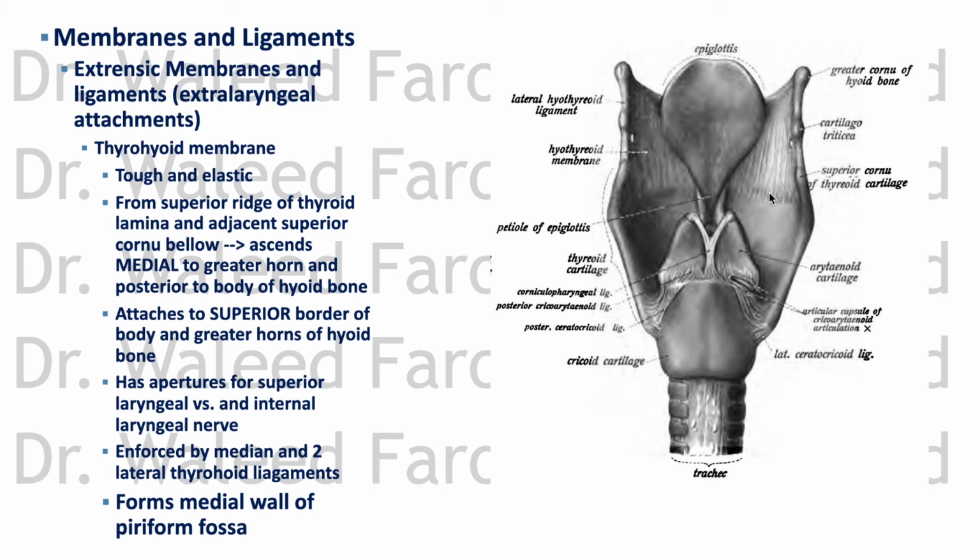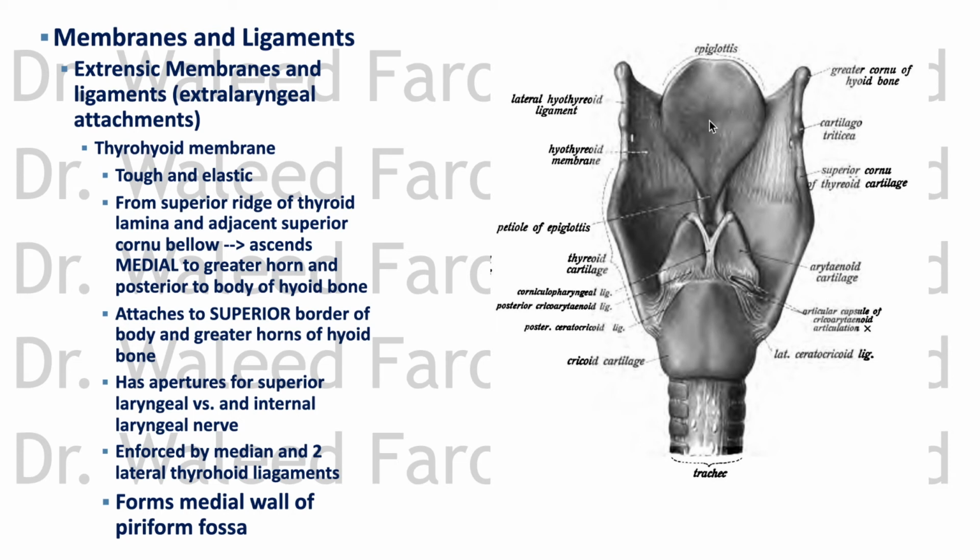It thickens in 3 places. This is one, this is another one, and another one at the middle in front. Give a name to these thickenings. It's ligaments, okay? What do you call these ligaments? Okay, the thyrohyoid ligaments, right? Thyrohyoid ligaments. But these 2 are lateral and one in the median.